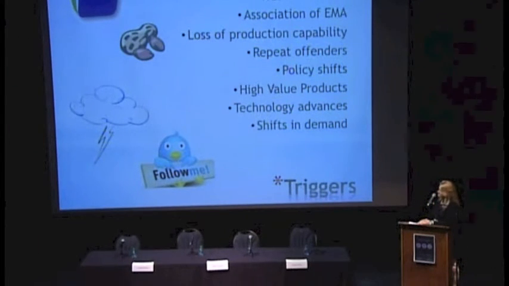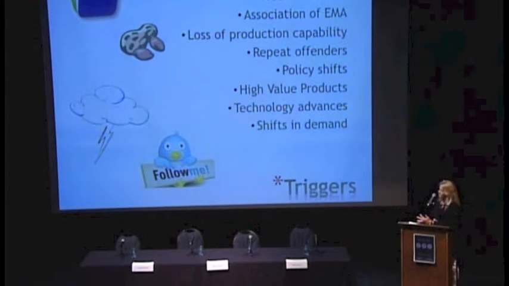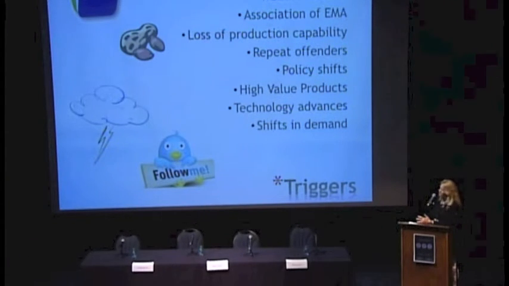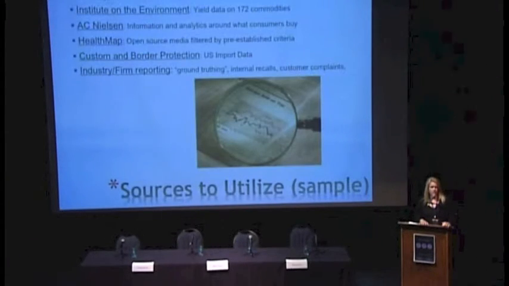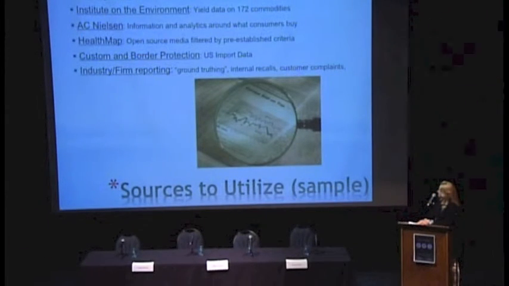Here are some of the triggers that we've learned help us identify when we have food problems. If there's high dollar values, when we have technology advances, when we have policy shifts. Hello, horse meat. Here are some of the sources that we've begun to assess and utilize. It is just a sample.